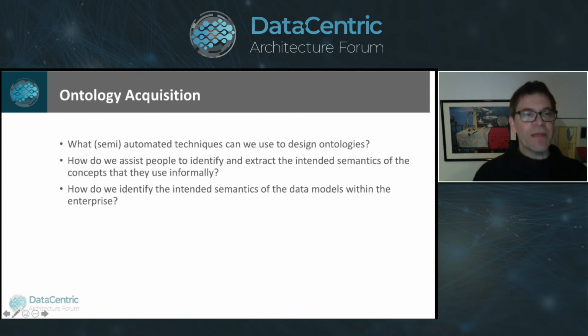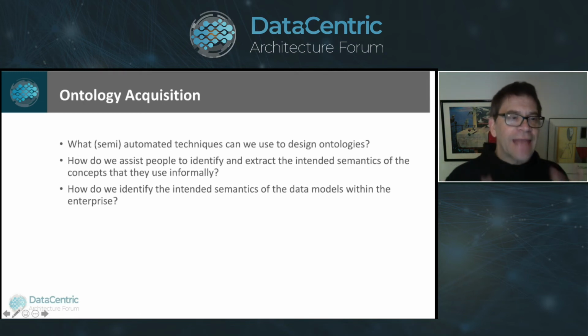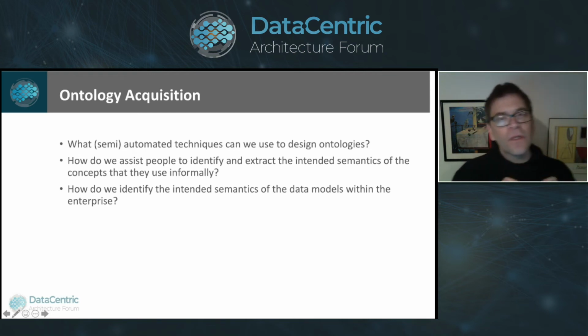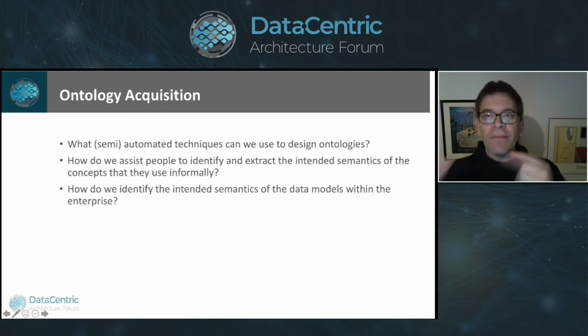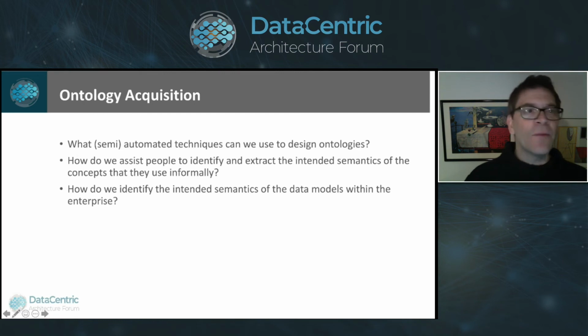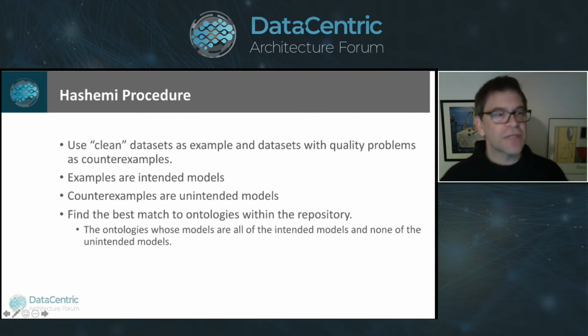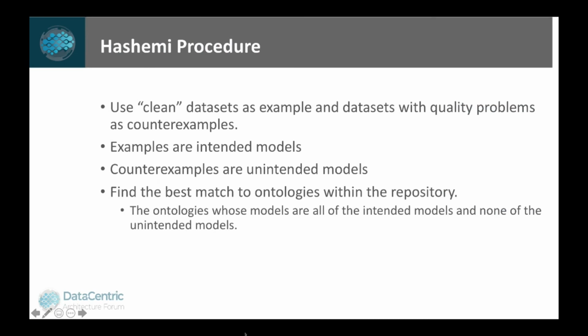So how can we assist people in this identification and extraction of the intended semantics that they use informally, right? And that's in their minds. But how often could you say, well, I've embedded everything that I want to do in my data model. So another alternative perspective of this would be to say, can we actually identify the intended semantics of our data models within the enterprise? And so that leads to what we call the Hashemi Procedure, which was developed within the Semantic Technologies lab.